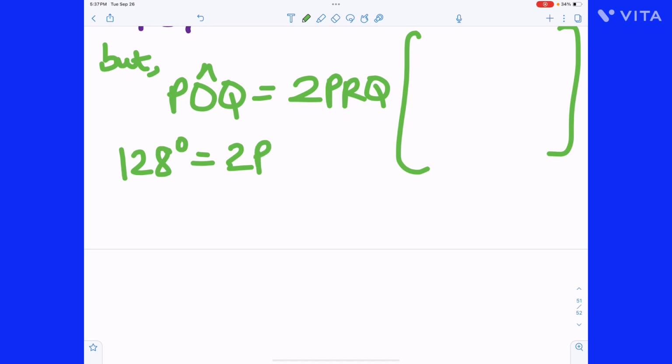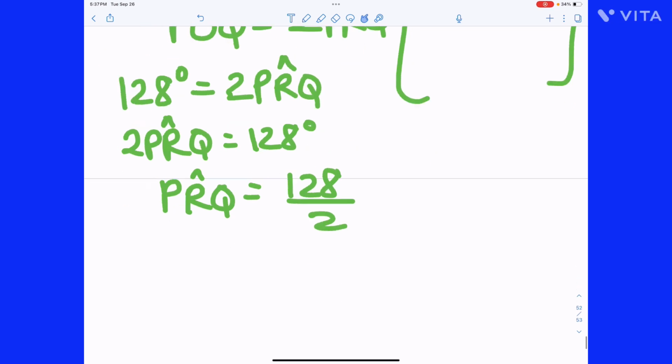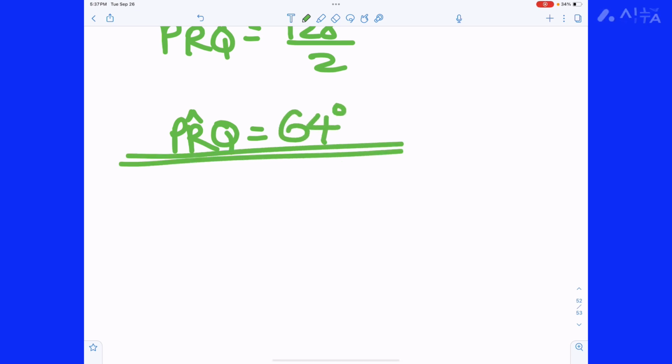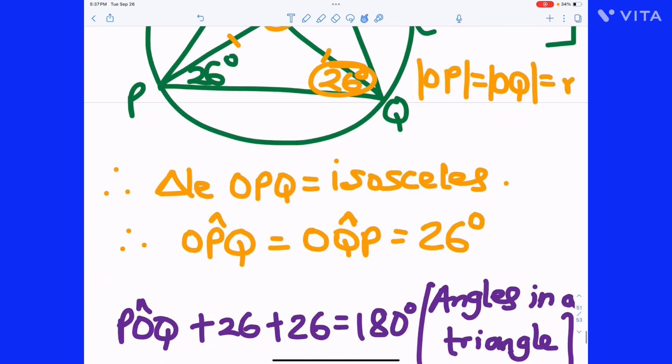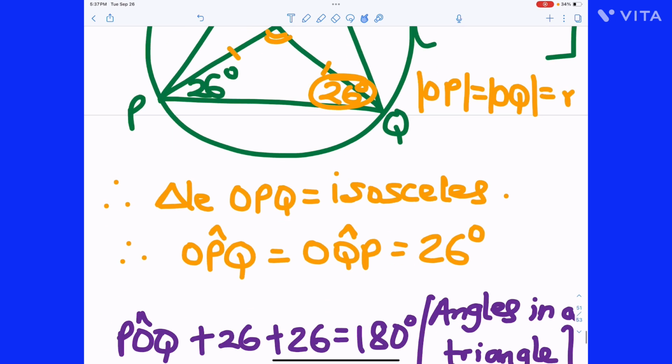So 128 is 2 times PRQ. So 2 times PRQ is 128, and angle PRQ will be equal to 128 over 2. That means angle PRQ is 64 degrees. This angle will be equal to 64 degrees. So that ends question 3.